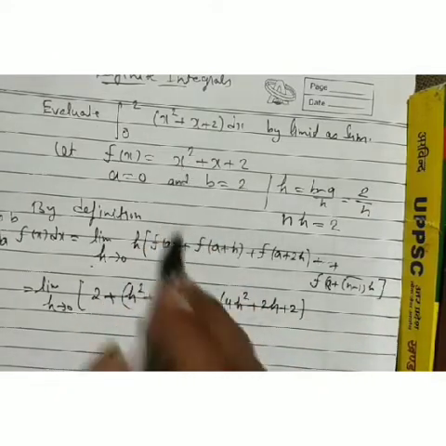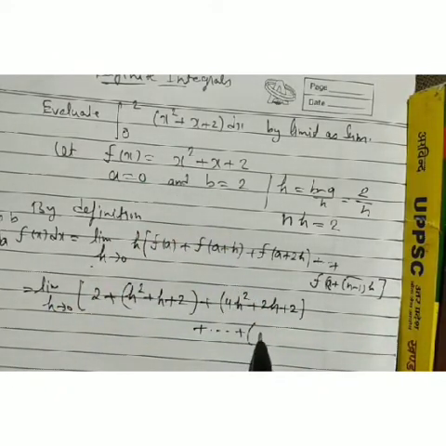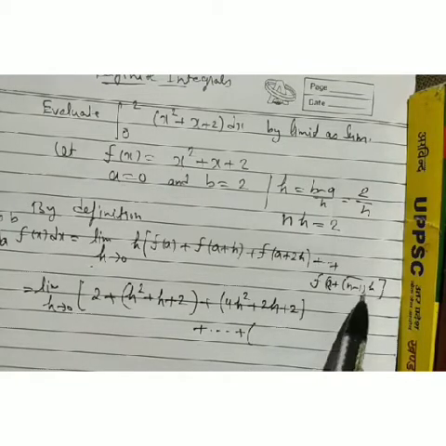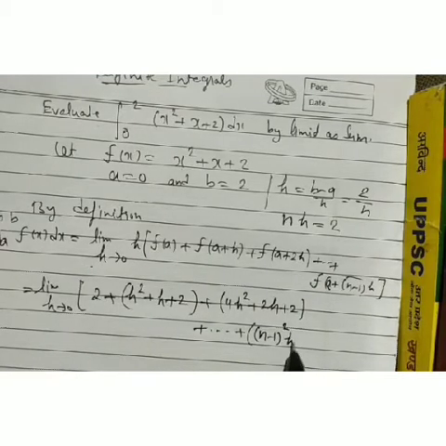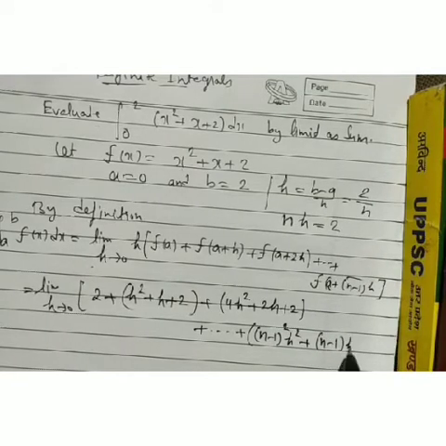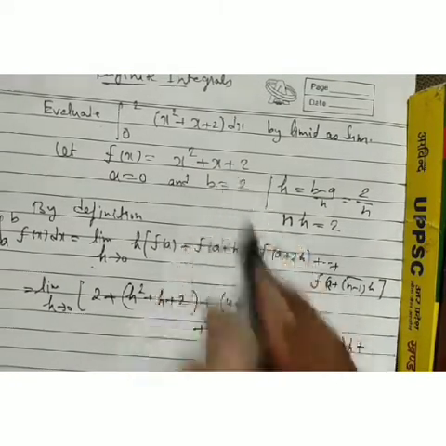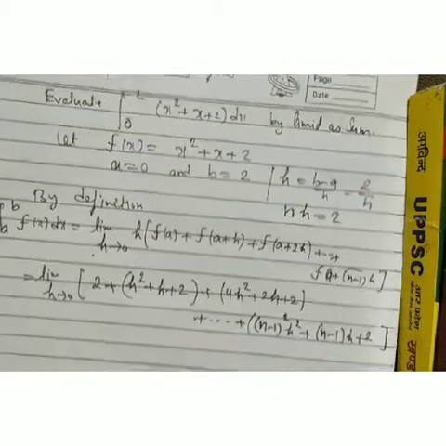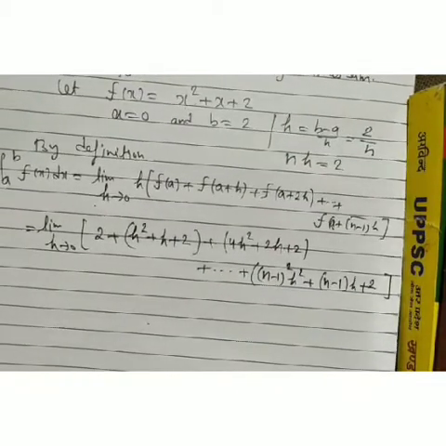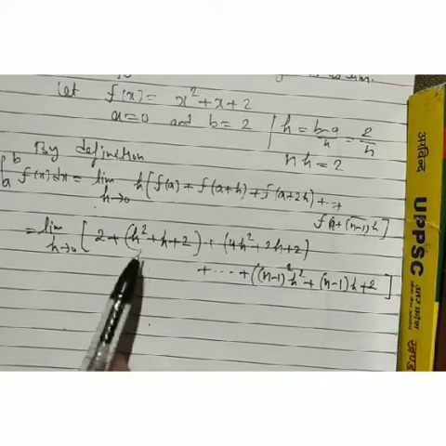Then we have to put (n minus 1)h here. We have (n minus 1) squared into h squared plus (n minus 1) into h and then plus 2, bracket close. Now we put the values there one by one. Now look what we do.